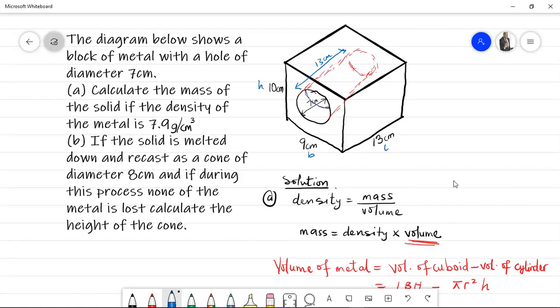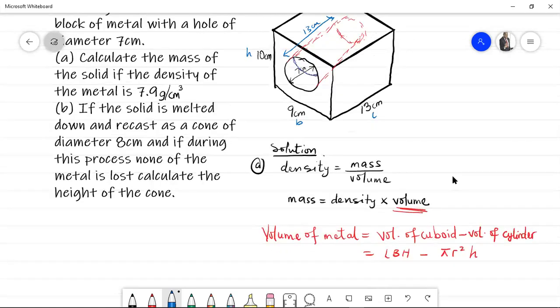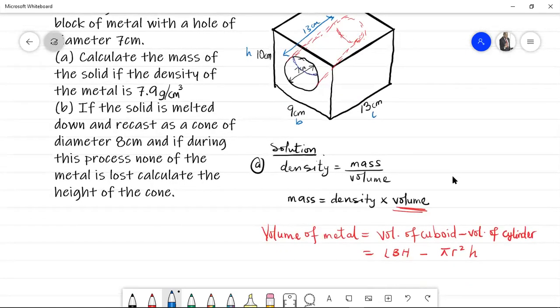So moving on and trying to substitute values, the length is 13, so I have 13 centimeters multiplied by 9 centimeters multiplied by 10. That is for the cuboid. Then minus, well, let us take in our question, let's tell ourselves to take the value of pi to be equal to 22/7, so that we know the value of pi we are making use of.